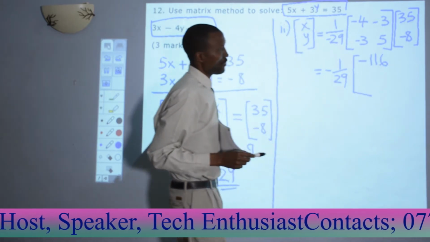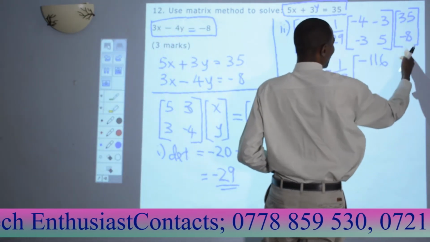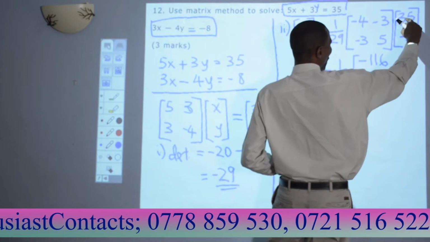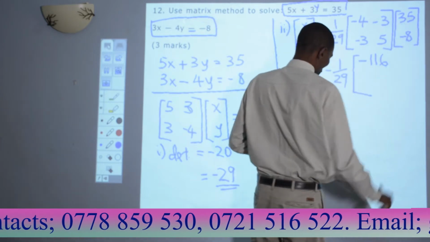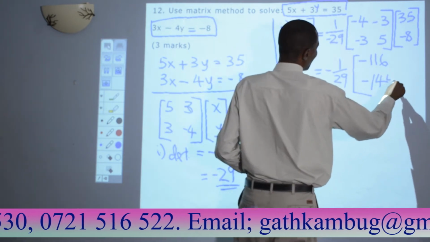116. Then the second one, row by column. This row by this column. This gives us negative 105 minus 40, which works out to negative 145.